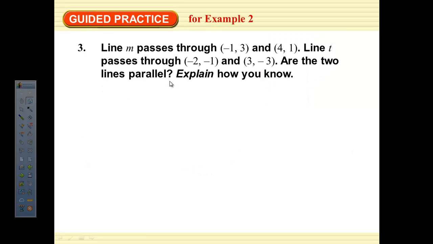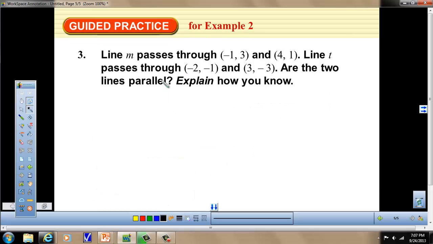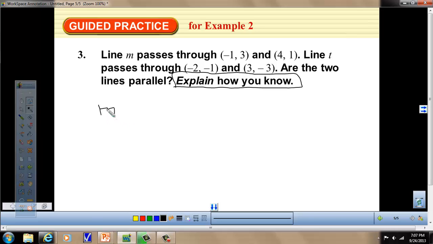Alright, so now we want to look at line M and line T and see if the lines are parallel. We'll do this one more time. And make sure you do this part right here. This is very important. We'll start with the slope for M. So we take the y's, which are 1 and 3, 1 minus 3, and the x's are 4 and -1, so we do 4 minus a -1. So on top we have a -2, and on the bottom we have 5, so our slope is -2/5.